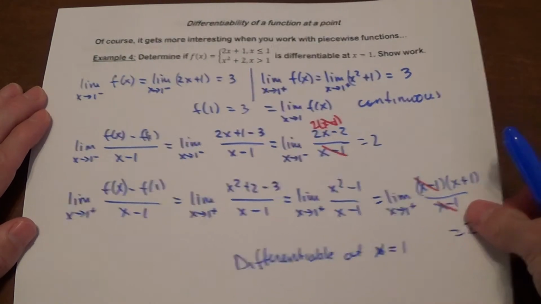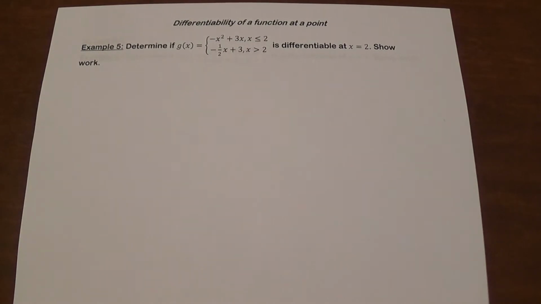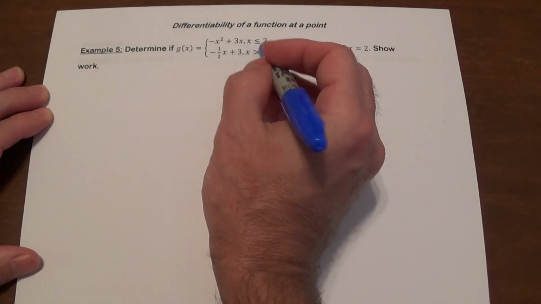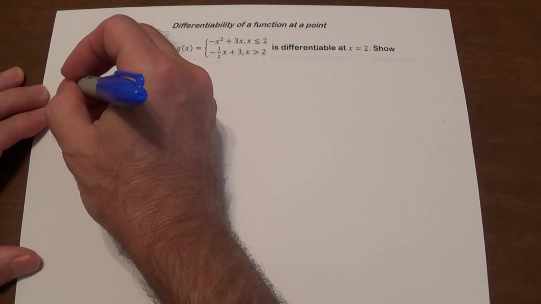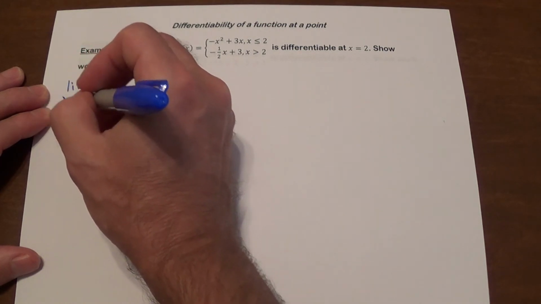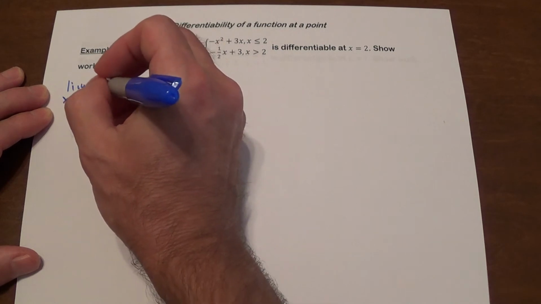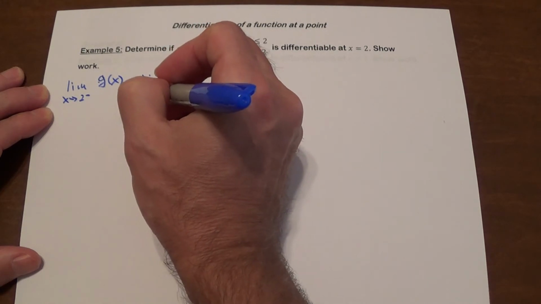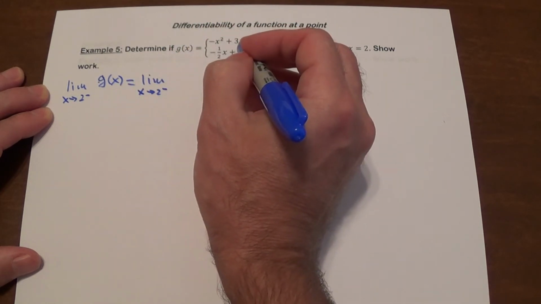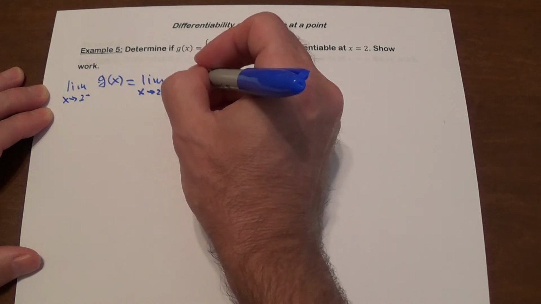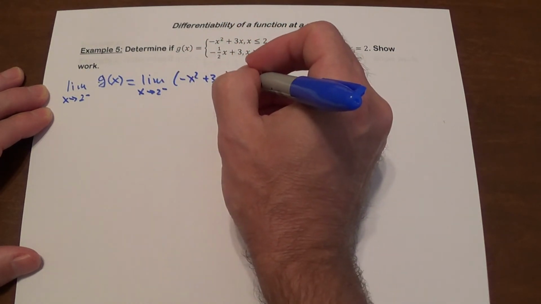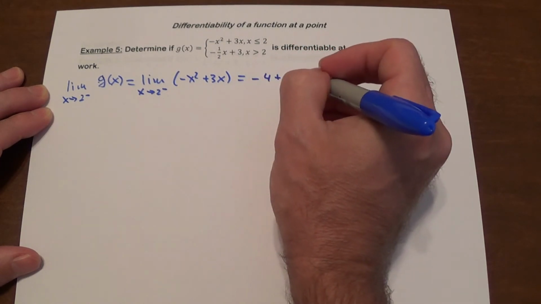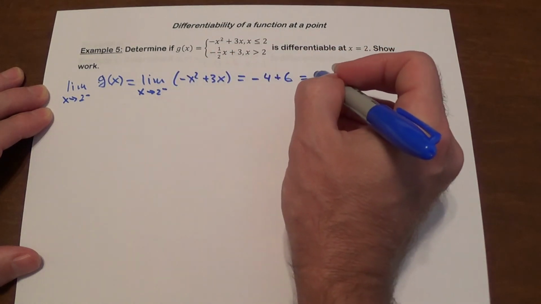Alright, moving on. This example: is this function g of x differentiable at 2? First we need to see if it's continuous, because we don't know if the pieces actually come together. Limit as x approaches 2 from the left of g of x is going to be, using the first function when we're on the left of 2, negative x squared plus 3x. We can substitute, so it's going to be negative 4 plus 6, and it's going to give us 2.